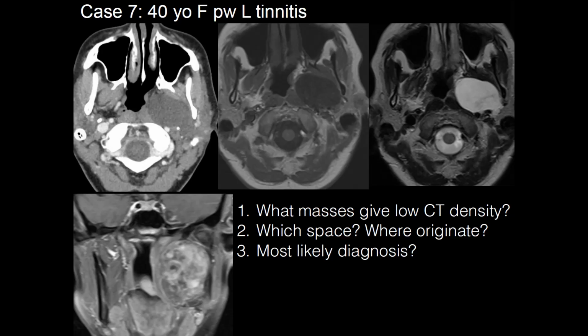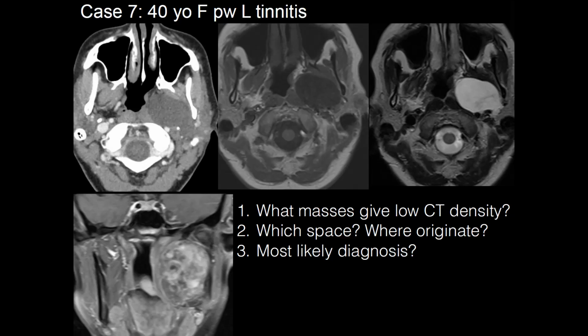What about this next case, Ali? This is a 40-year-old and she had tinnitus. Okay, so now this also looks like a parapharyngeal space mass. Yes. And that was just too easy, so I didn't give you that question. But what mass gives low CT density despite having contrast? This patient has contrast, it really clearly isn't enhancing. Something that's cystic.